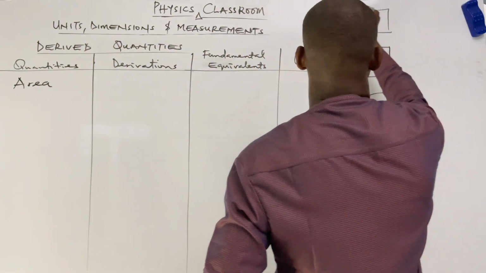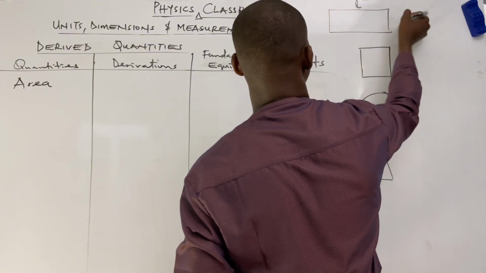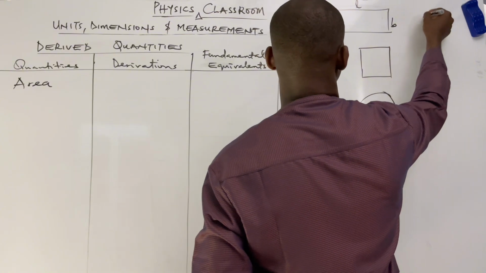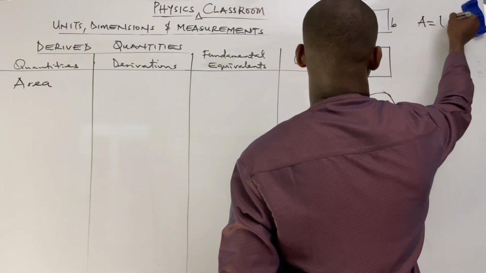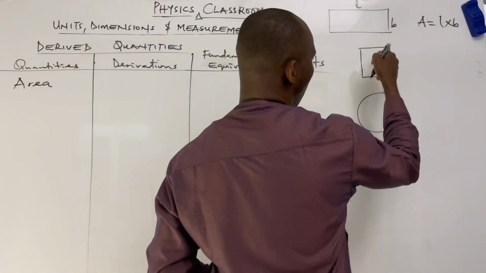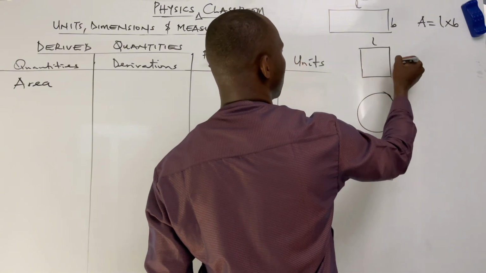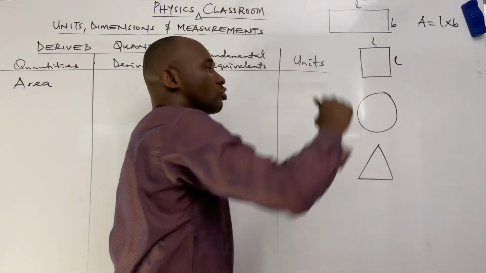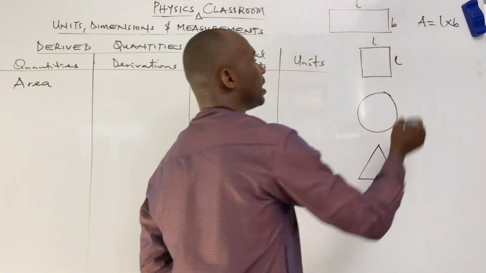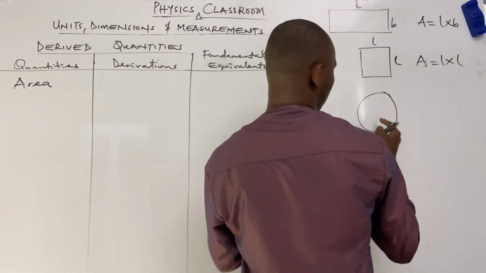Looking at the first one, which is rectangle. Rectangle is known for its length and breadth. And to calculate the area, it's simply length times breadth. Now, for square, square is known to have the same length all through. So the area of a square is going to be length times length.